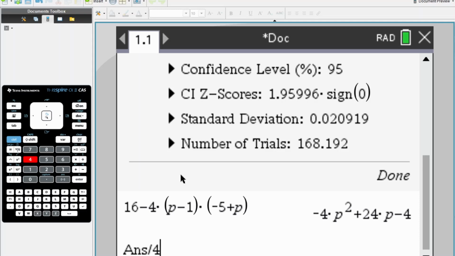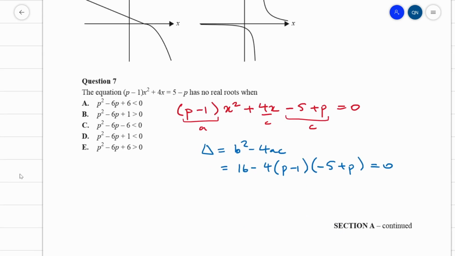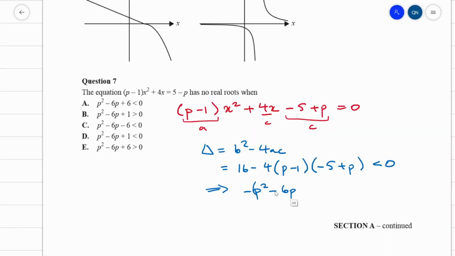Okay, we can divide it by 4, no problem. It's a positive number, so just make sure you're dividing by a positive number. What we want to do is solve where the discriminant is less than 0. So this means that if we take this expression over here, that's minus p squared minus 6p plus 1, this is less than 0. We have a negative sign out here, so let's bring it over. And if you divide by a negative, just remember to flip the sign. So this is greater than 0 now. And does that match any of the options? It does indeed with option B.